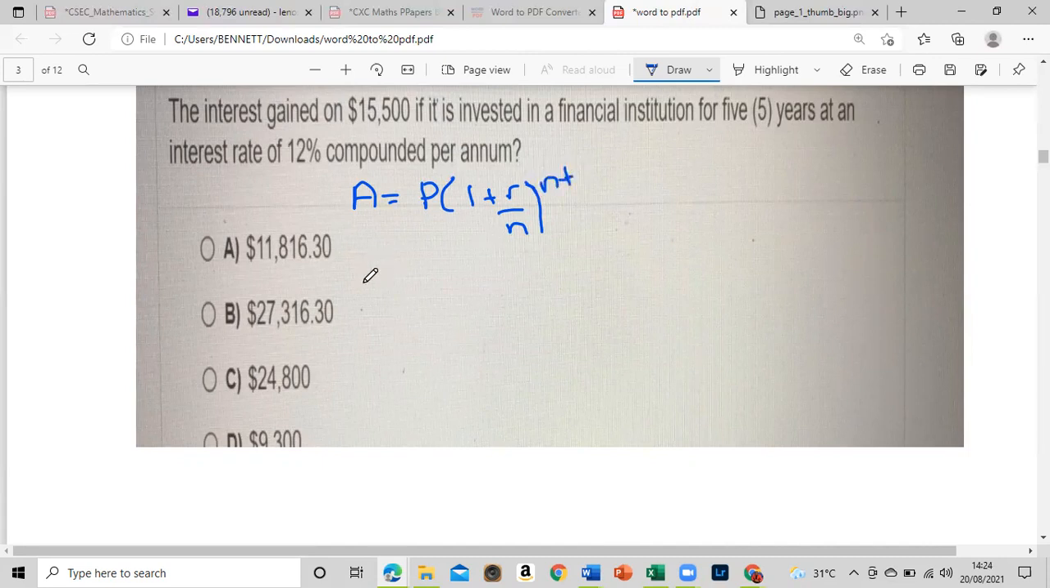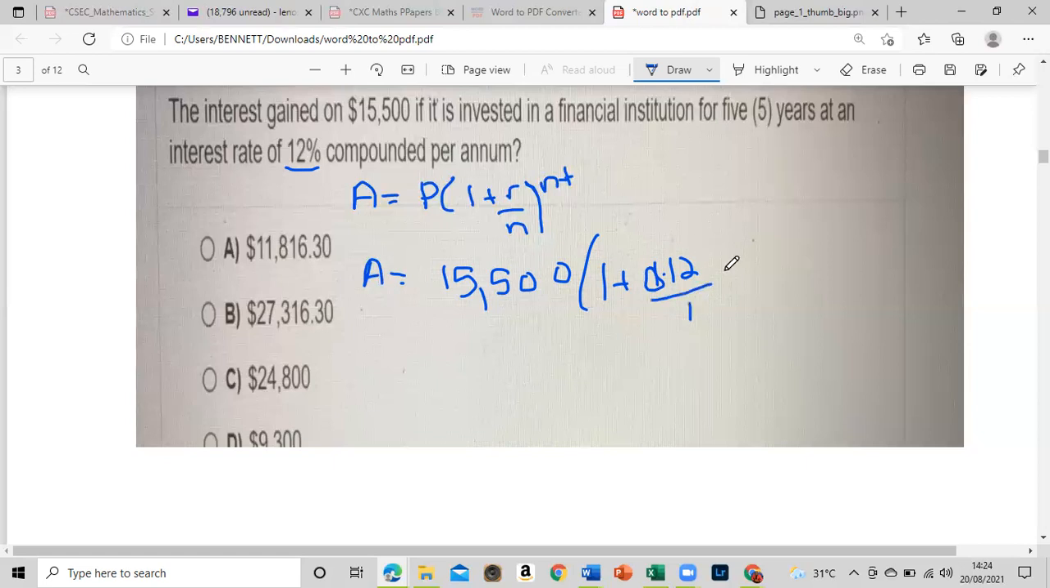I need a calculator for this one. As much as it's multiple choice, I think they allow them to use a calculator. So the principal is 15,500. And then you have 1. The rate would be 12%, so that's 12 over 100, which is 0.12. Over 1 because it's annually, and then the time, 5 times 1, is the same thing as 5, all right?